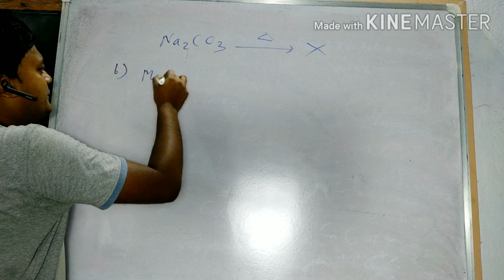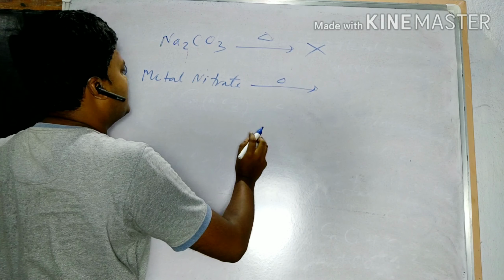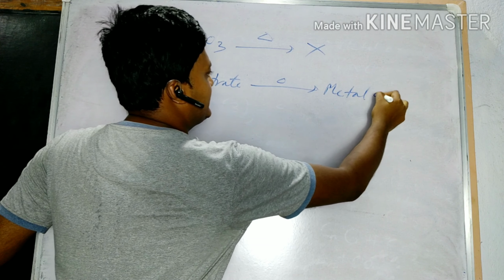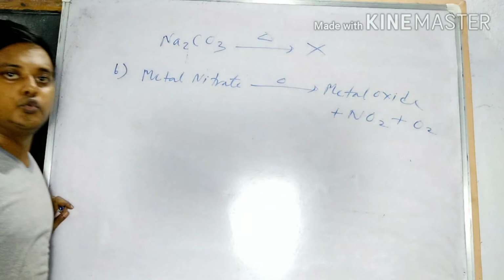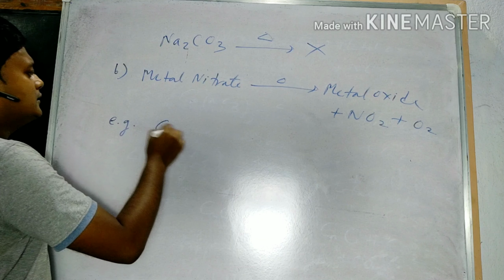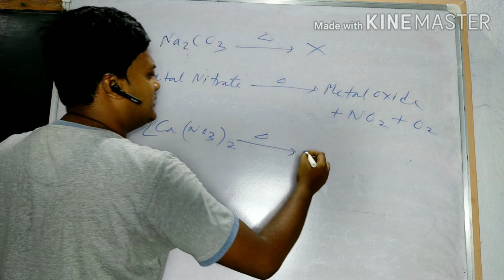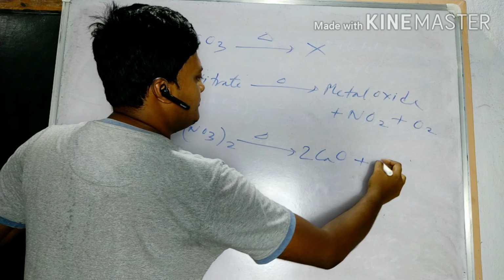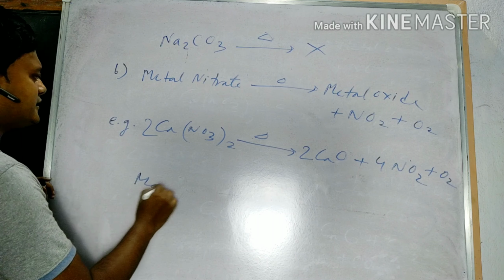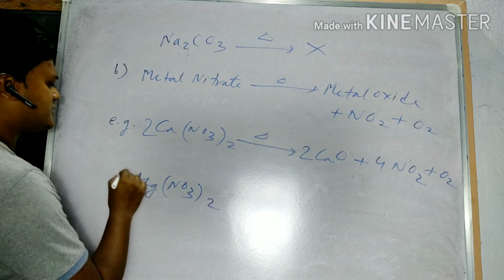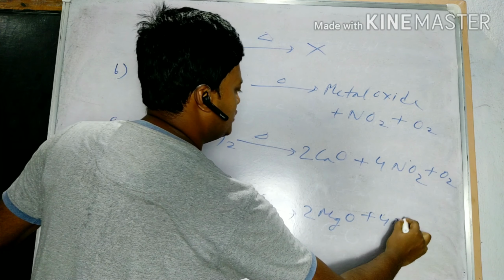Next type, metal nitrate. Metal nitrate on thermal decomposition produces metal oxide plus NO2 plus O2. Example, calcium nitrate on thermal decomposition produces 2CaO plus 4NO2 plus O2. Magnesium nitrate, any metal nitrate you can take, similarly it will give 2MgO plus 4NO2 plus O2.